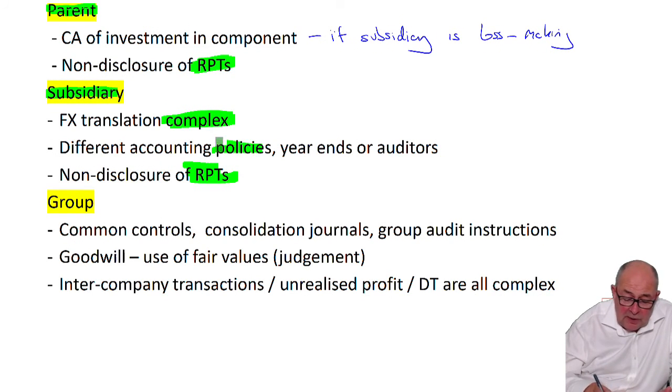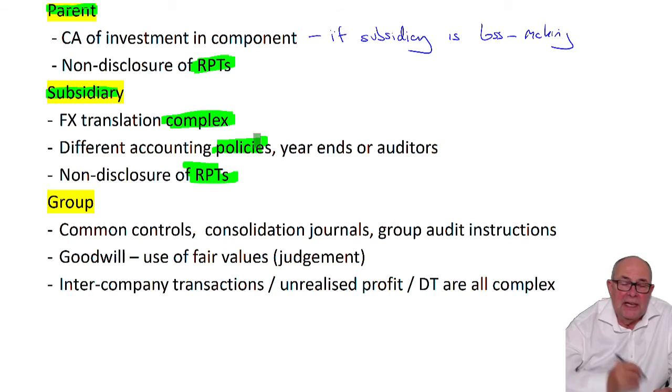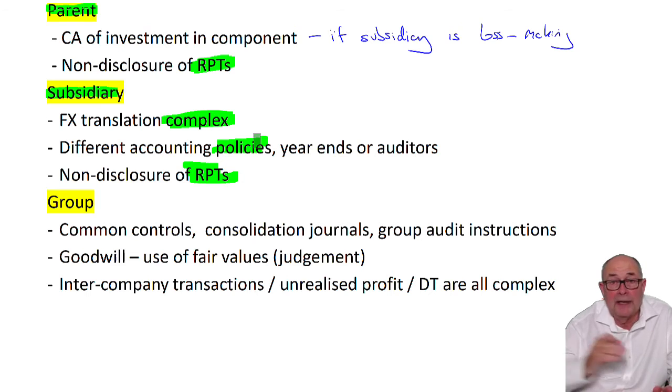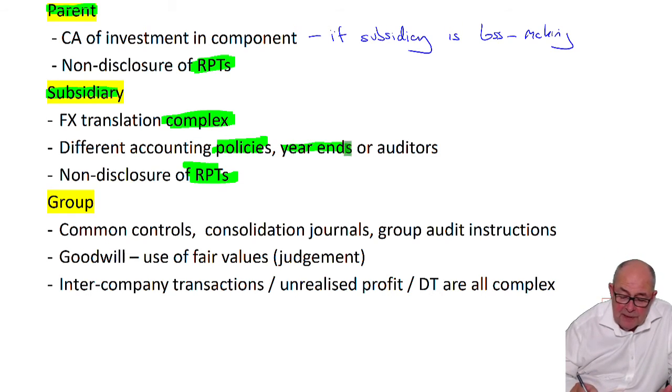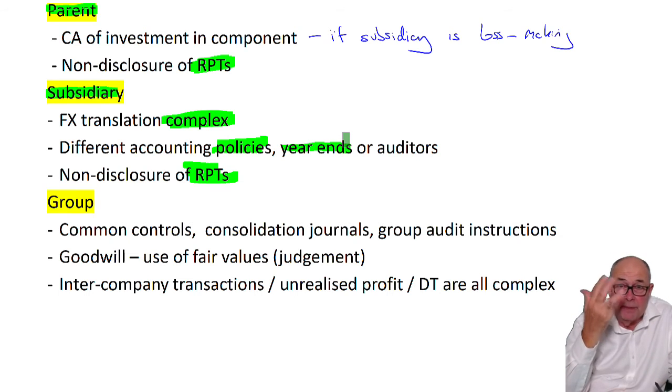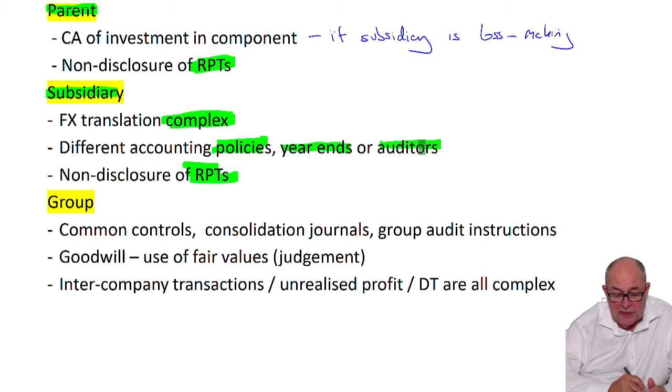Sometimes different policies, in which case the sub's policy will have to be brought in line with the parent's. So that's one issue. Could have different year ends. Well, don't forget the maximum gap allowed is 3 months. And as we spoke about before, there may be different component auditors.